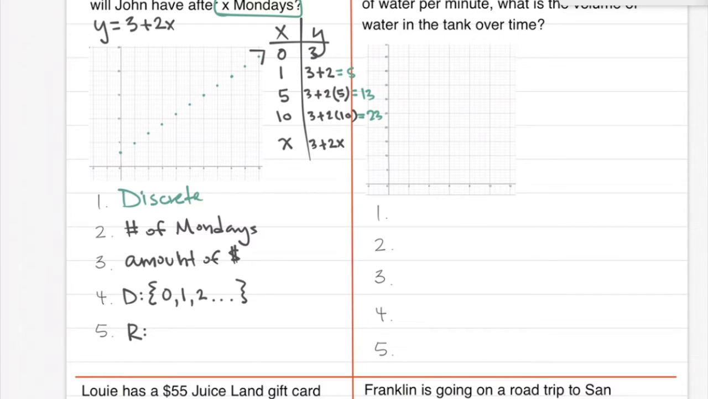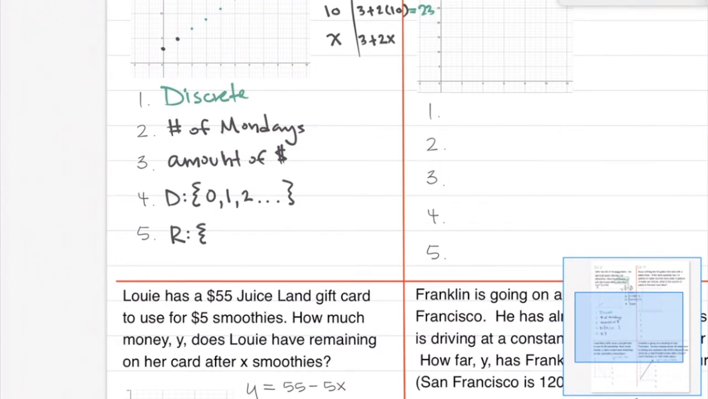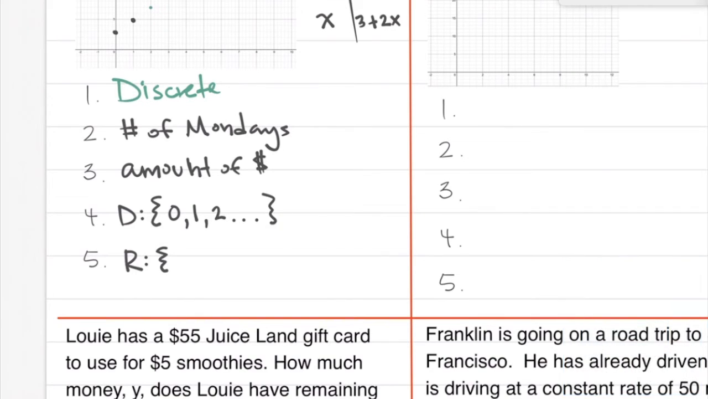Now your range, let's talk about range. Notice what's happening with your range. As your number of Mondays goes up by 1, John's amount of money goes up by 2. So when 0 Mondays had passed, John had $3. After the next Monday, he had 5. After the next Monday, he had 7. And notice we've established a pattern that we're starting with 3 and we're counting by 2s. So now we can just say ... to say that it continues going on like that.